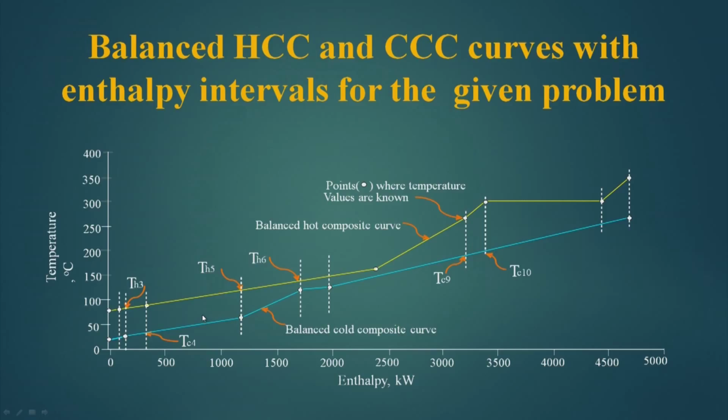So, if the LMTD is not known, I cannot find out the area for this enthalpy interval. And to find out the total area of the heat exchanger network, I have to find out the area of each enthalpy interval and then sum them together to find out the area of the total BCC and CHCC curve.